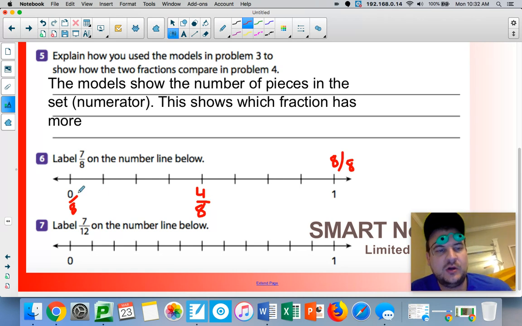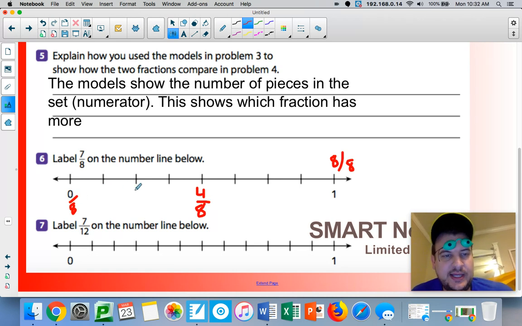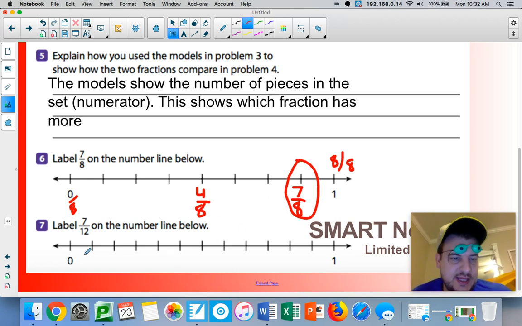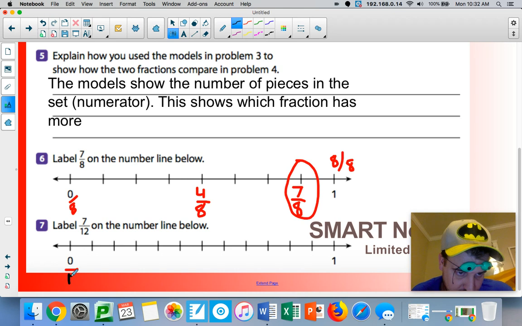Okay, so we have 0/8, 1/8, 2/8, 3/8, 4/8, 5/8, 6/8, 7/8. 7/8 would go right here. Boom! 7/8. Label 7/12. Same thing. 0/12 would go here. Let me get a different color. 0/12. One whole would equal 12/12.